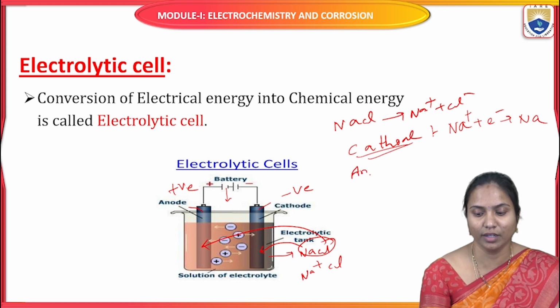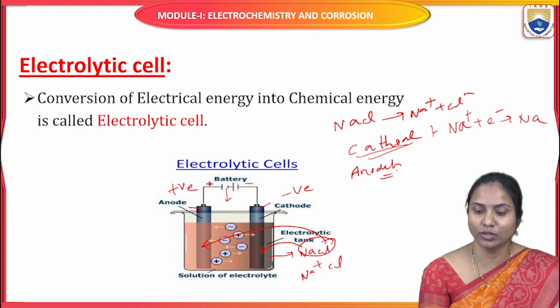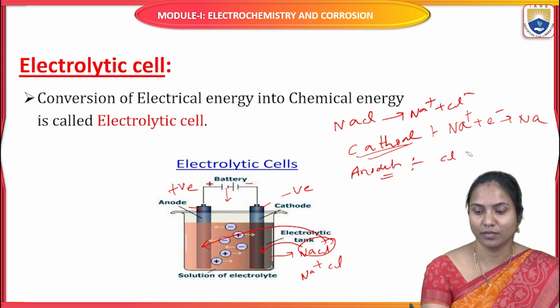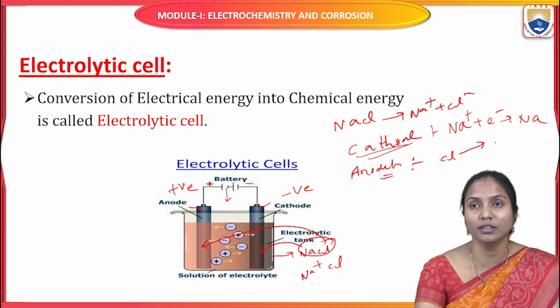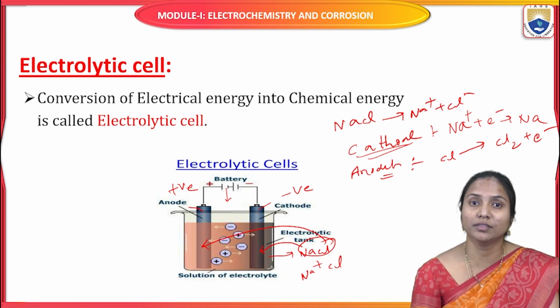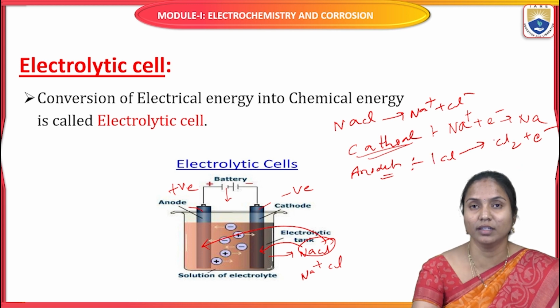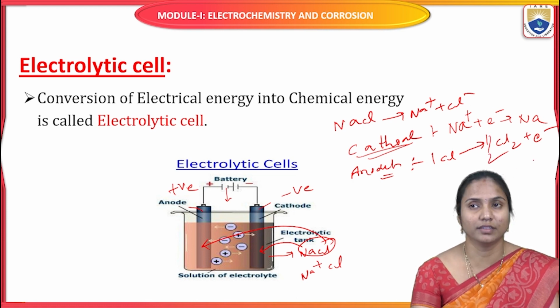And next, at the anodic area, chlorine moves to the anodic area. Already we know that at the anodic area oxidation reactions take place. Oxidation means loss of electrons. So chloride undergoes oxidation and gives chlorine with loss of electrons. Here we are writing Cl2, because chlorine generally exists as a diatomic gas, but here only one chlorine is involved. That's why we are writing half Cl2.